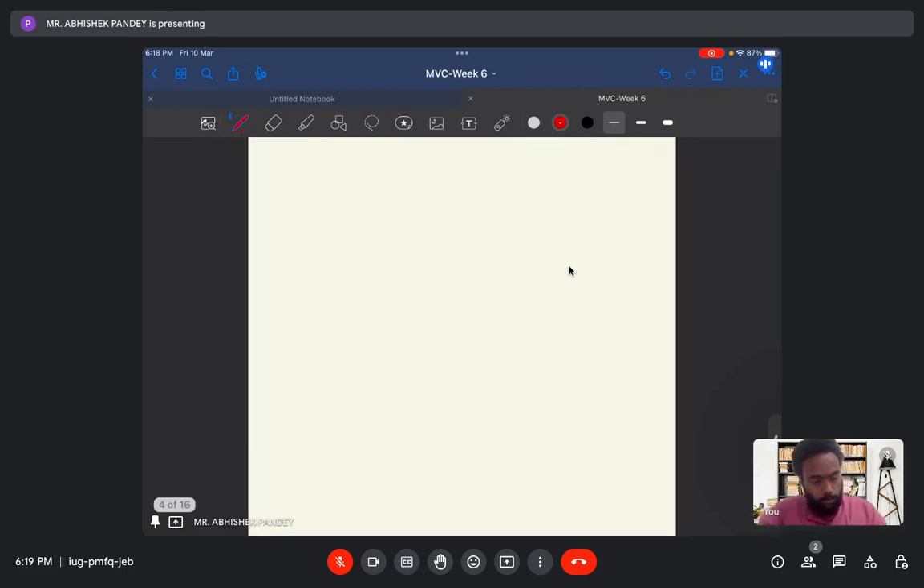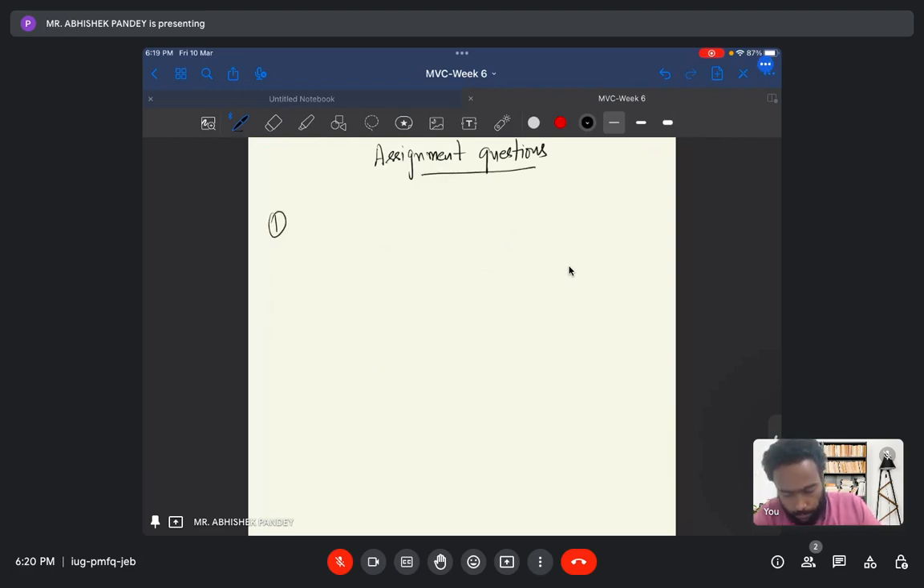So we'll move towards the first assignment question. The first question is: what is the value of this integral? I equals the integral from minus 2 to 2 of x plus 2 to the power 1 by 2 into 2 minus x to the power 1 by 2 dx. Let us look at the solution.